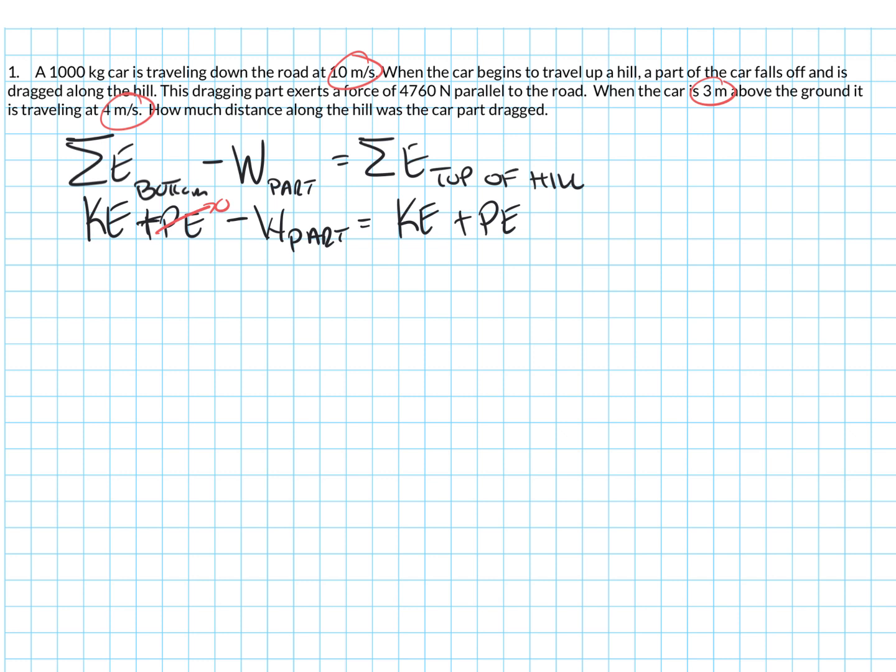All right, so this defines the equation that we're going to use. 1/2 mv squared minus, let's see, did it give me the work or do I need forces? I want to know how much distance along the hill, so I'm going to have to break this up into pieces. Force times distance is equal to 1/2 mv squared plus mgh. Let's see, can I simplify this any farther? Not really. All right, now let's put in some numbers.